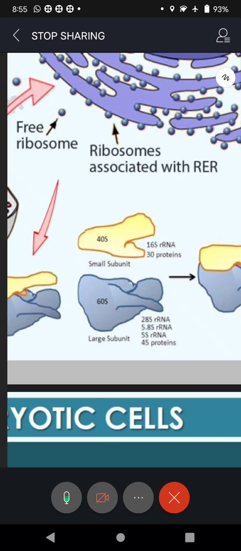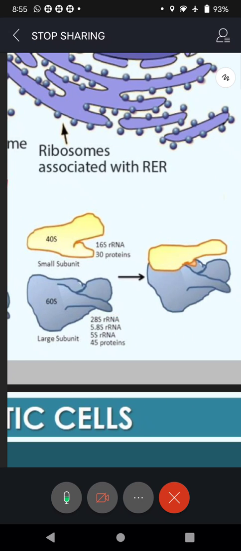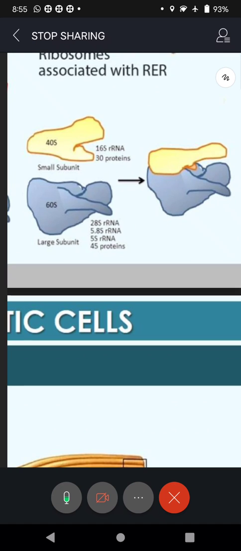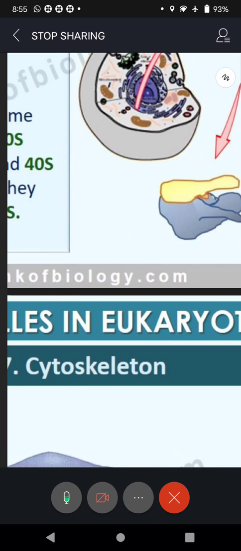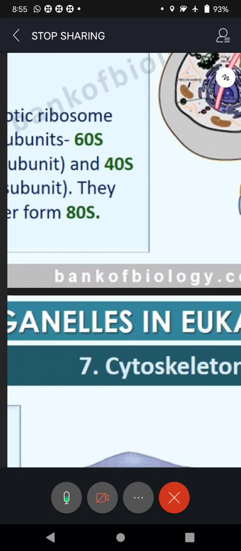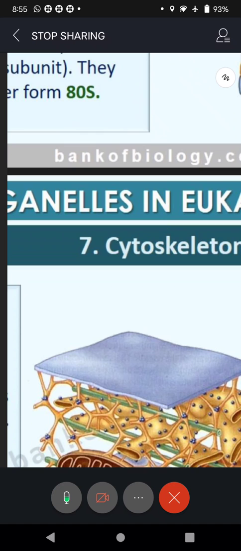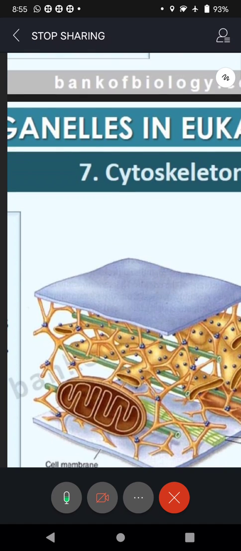I said that ribosomes have two subunits, one small unit and one big unit. In all eukaryotic animals, including us, ribosomes have one big unit, 60S, and one small unit, 40S, and together they make an 80S component. What is the function of these ribosomes? Already we said they are responsible for protein synthesis. Okay. Next we move to cytoskeletal structures.